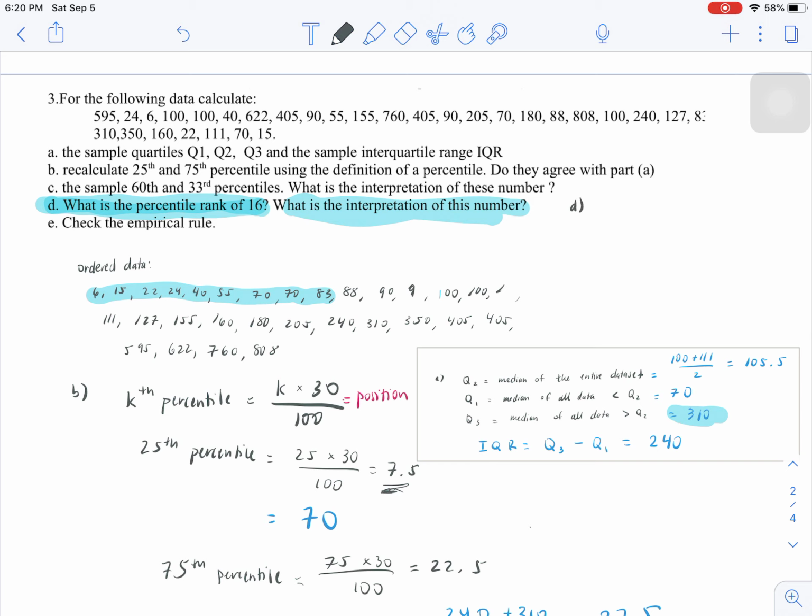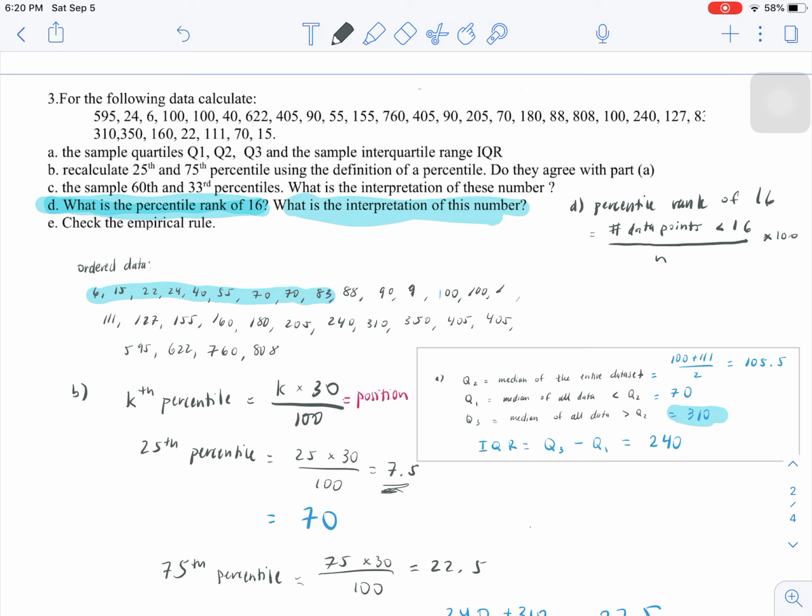So for Part D, I'll do this up here. To find the percentile rank, I take the number of data points less than 16, and then I divide that by my sample size, and then to get a percentage, I just multiply that by 100.